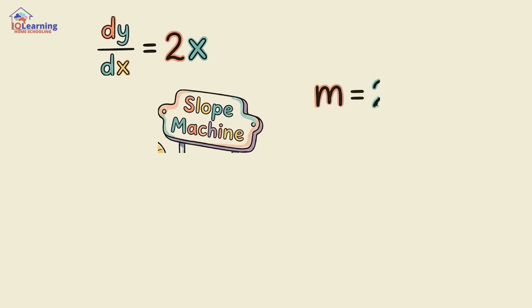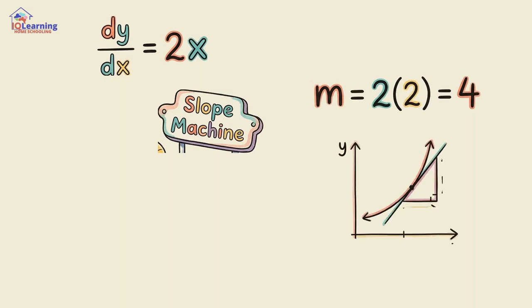Now we care about x equals 2, so substitute 2 into the derivative. m equals 2 times 2, which equals 4. So at the point (2, 4), the curve has slope 4. In plain language, the graph rises 4 units for every 1 unit to the right at that exact spot.